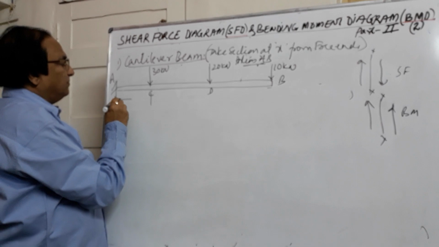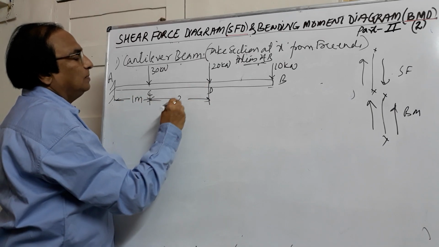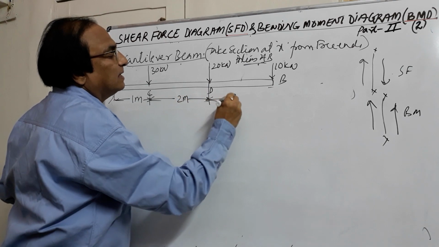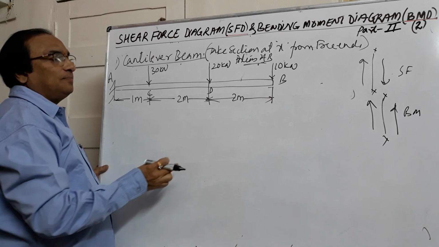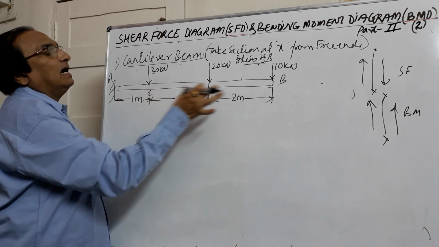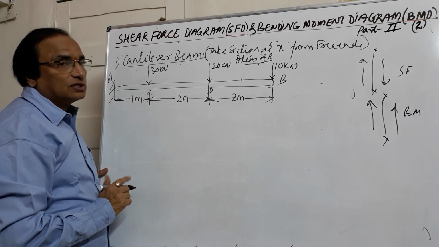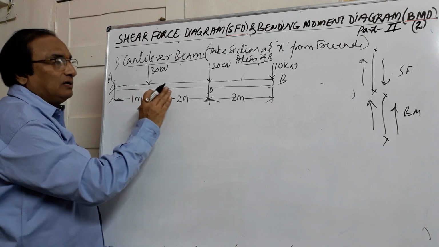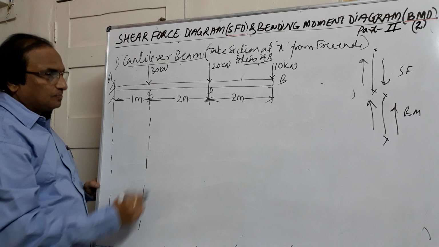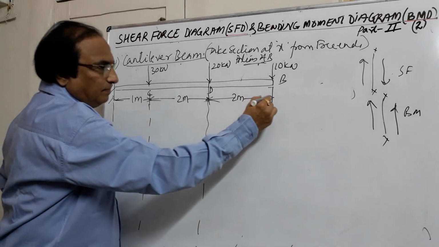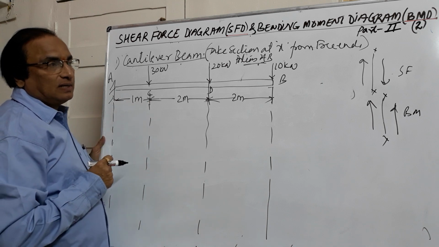Now this distance, if I take it as 1 meter, this distance if I take it as 2 meters, and this distance if I take it as 2 meters. So in this cantilever we have got three portions, AC, CD and DB. You'll have to separately consider each portion and try to draw the shear force diagram and bending moment diagram. Whenever you draw this force, you leave a space below and keep the space for drawing SFD and BMD. So portion wise we will draw the shear force diagram and bending moment diagram.